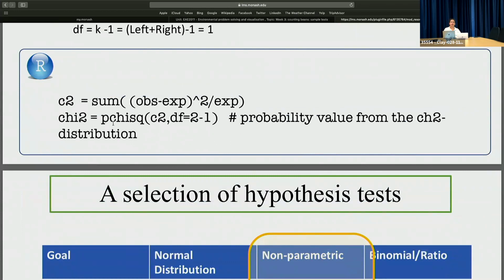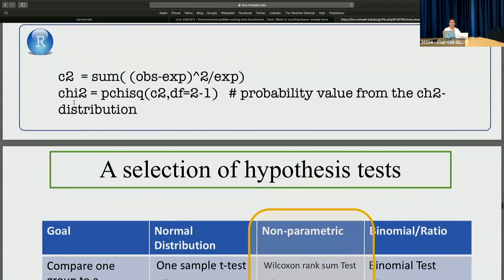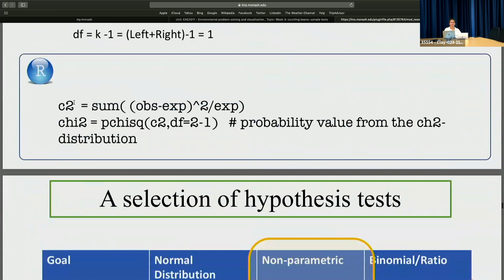And now I want to know the probability of a chi-square of this value with these degrees of freedom. I will get that probability, okay? So this is how we do it in R. I think we're going to do it in the computer lab, so you'll get a better feel.